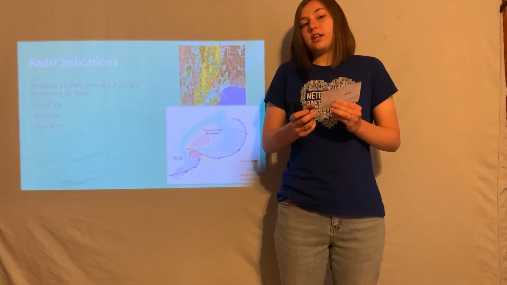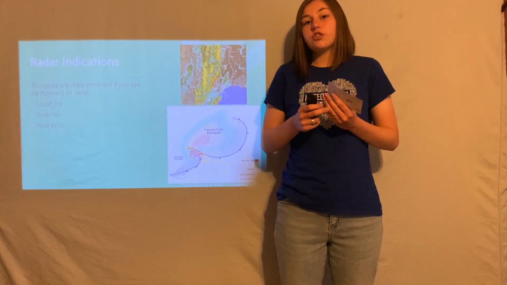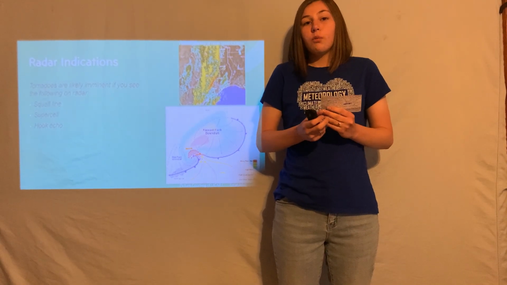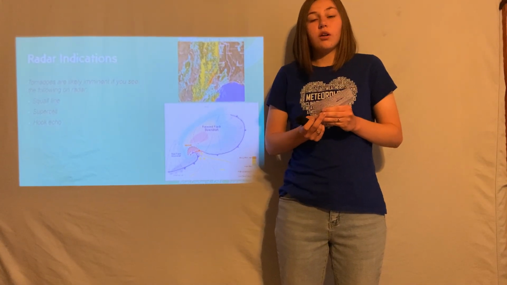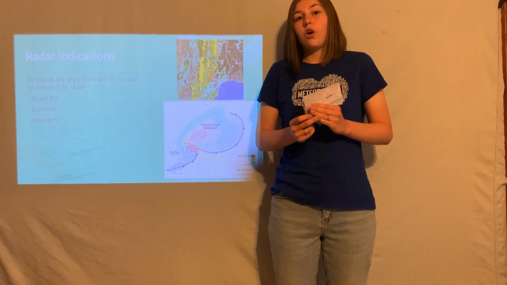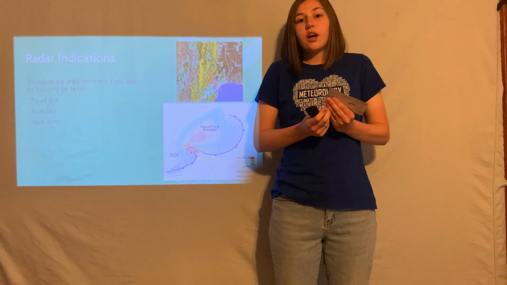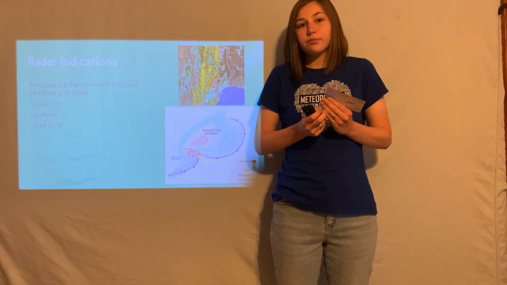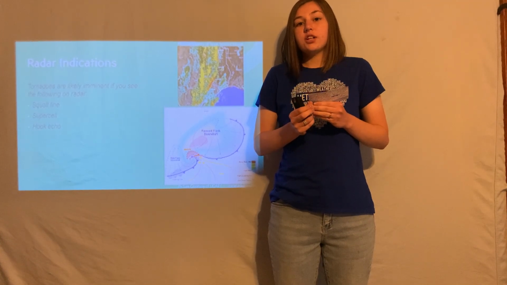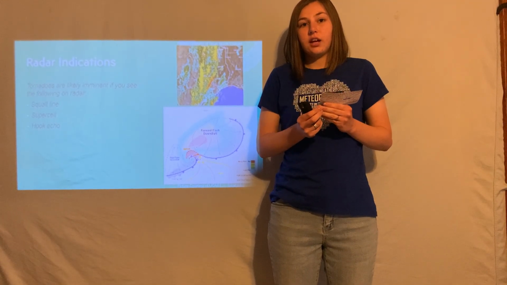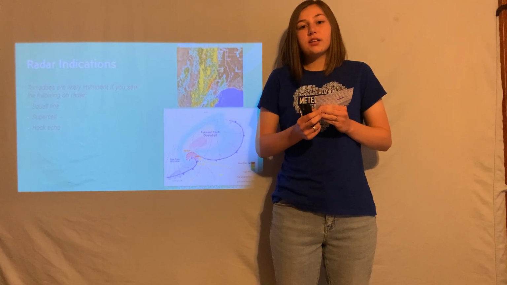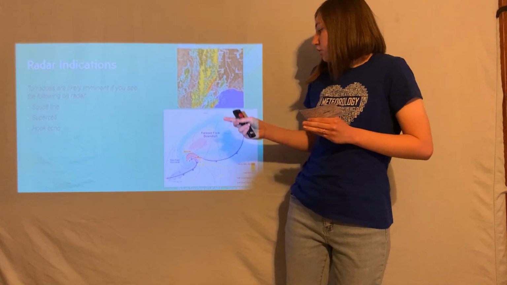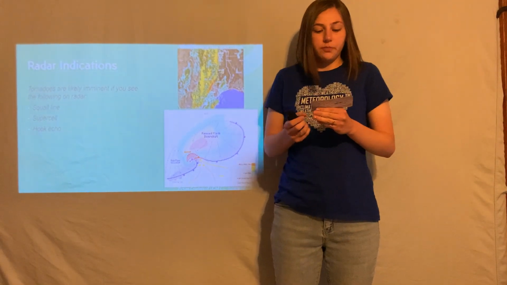There are several different indicators on radar that meteorologists look for in order to determine if a tornado is likely to occur. One of these radar indications is a squall line, which is a line of thunderstorms that move all together. Squall lines are able to produce very quick and unexpected tornadoes. Another radar indication is a supercell that we have discussed previously. A supercell is made up of a forward flank downdraft, a rear flank downdraft, and an updraft, and is shaped similar to this picture right here on a radar image.